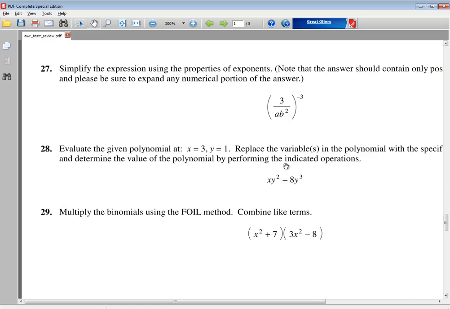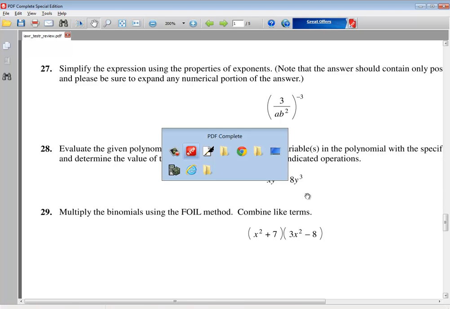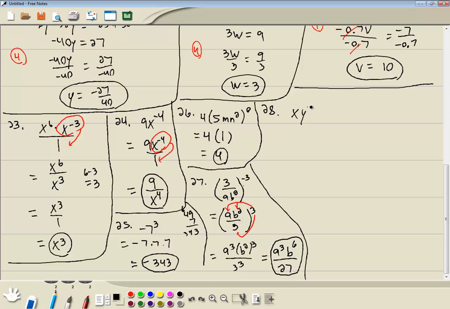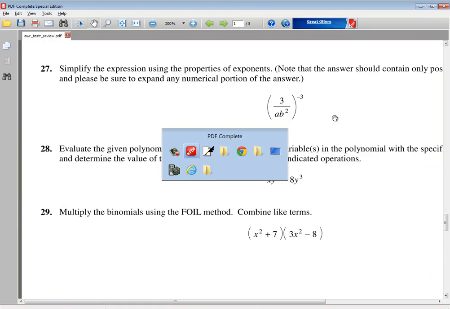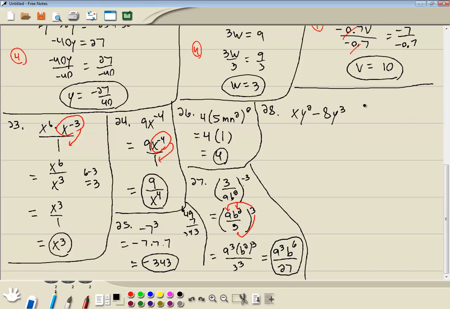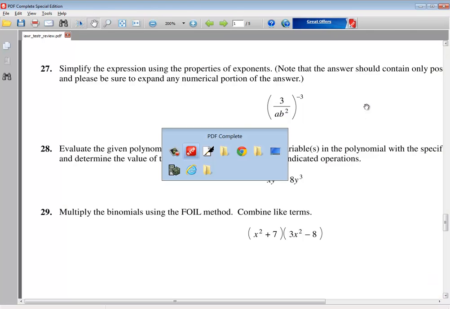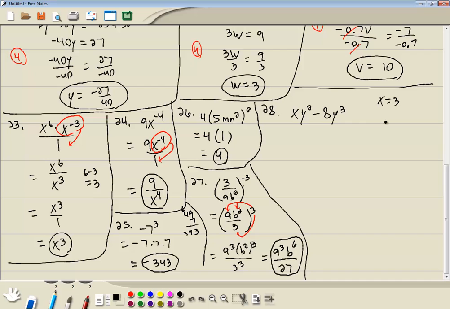Let's see, number 28. We got xy squared minus 8y to the 3rd. And they're wanting us to plug in x equals 3 and y equals 1. Remember our steps. First step is we're going to replace our variables with parentheses. So we're going to have parentheses times parentheses squared minus 8 times parentheses to the 3rd. Now notice how everything else has remained exactly the same. All we did is replace our variables with sets of parentheses. Squared remained, this multiplication, the minus 8, the 3rd power.